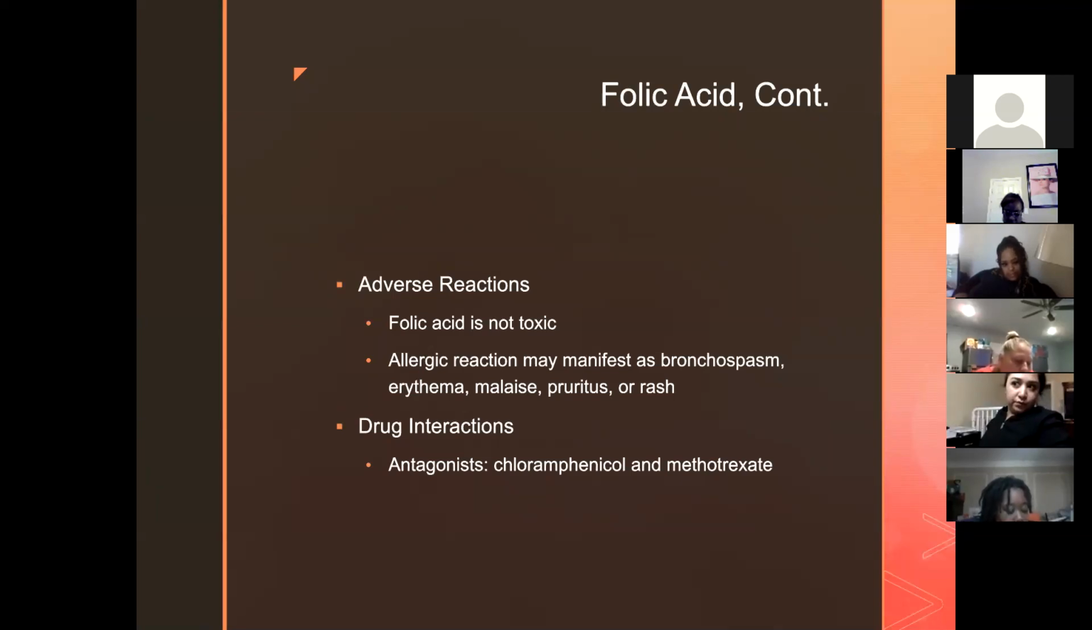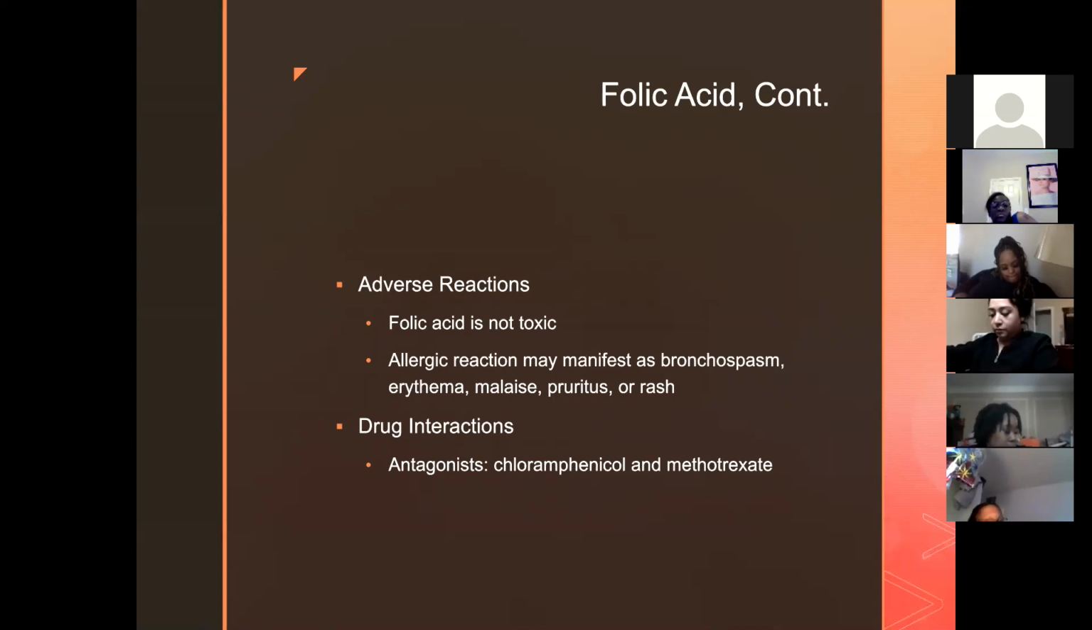Also, if your patient is taking anticonvulsants, somebody name an anticonvulsant for me. Phenytoin. Phenobarbital. Very good. Carbamazepine, any of those medications, the anticonvulsants can alter the folate levels. So your patient may need to have their labs drawn a little more often, or they may need to have folic acid added to their diet or a supplement with it, because those medications can decrease your folate levels.